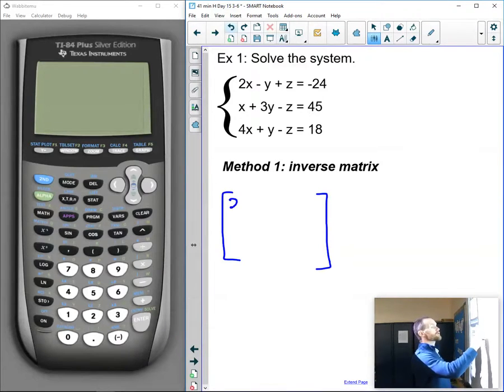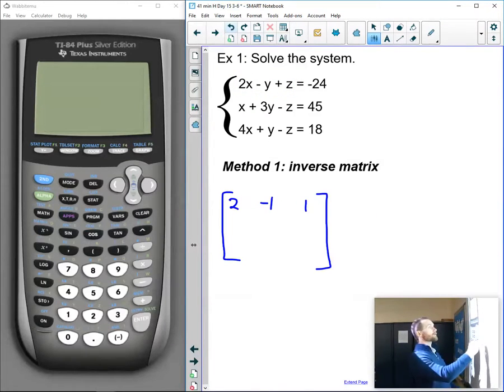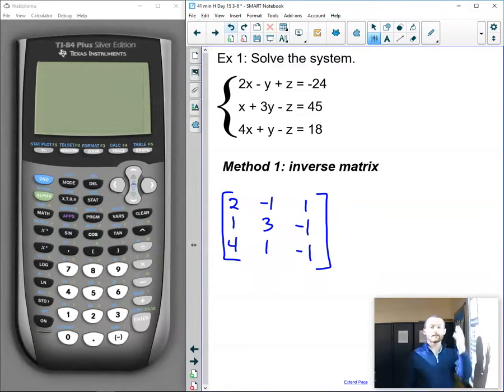So first it would be 2, -1, +1, getting that from the first equation, just the coefficients, just the numbers in front of the variables, and remembering to be careful with our signs. For the second equation, it's 1 for 1x, 3 for 3y, -1 for -z. Then the last one is 4, 1, and -1. Just copying down the coefficients from our original three equations.